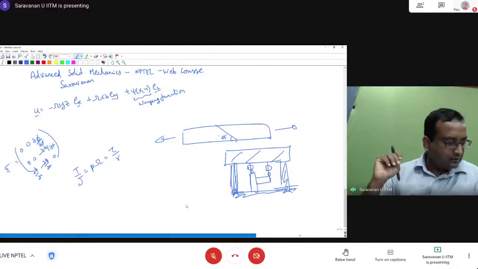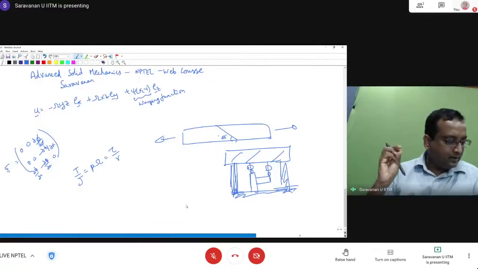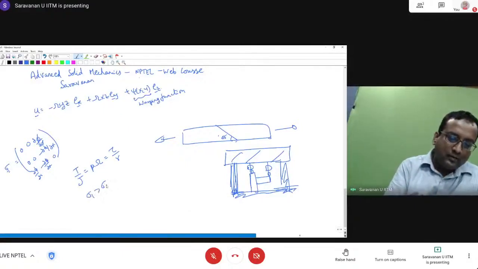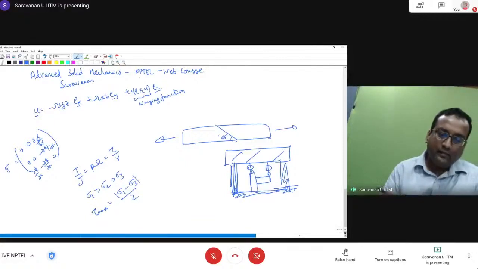Yes, you can. There's no maximum and minimum shear stress. There's only a maximum shear stress. If sigma 1 is greater than sigma 2 greater than sigma 3, tau max would be sigma 1 minus sigma 3 by 2. So all that you need is the maximum and the minimum principal stress, the absolute value of this. That will be the maximum shear stress.